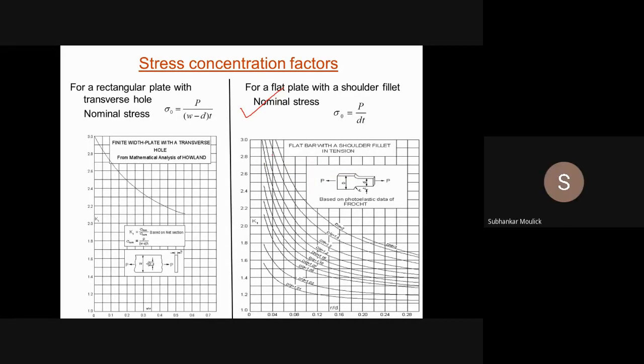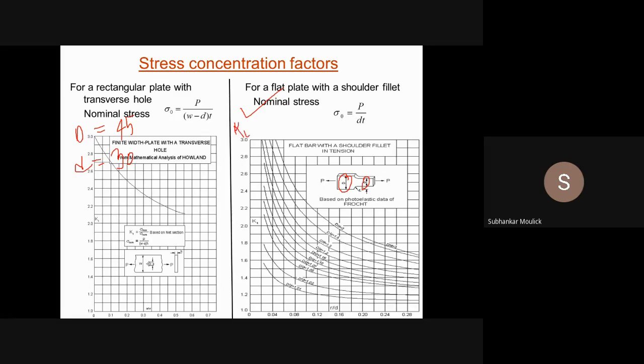Yes, sir. See, this value is capital D, the width of the larger plate. Small d is the width of the smaller plate. That means capital D is how much? Capital D is 45 mm. Small d is how much? Small d is 30 mm. And I know that KT is what?